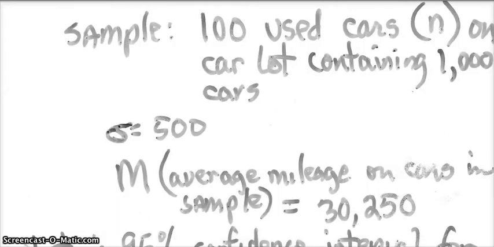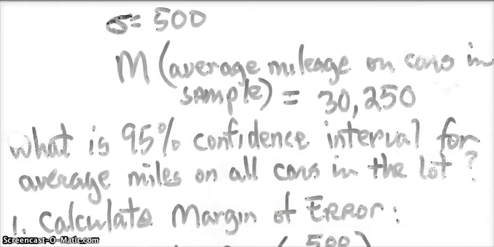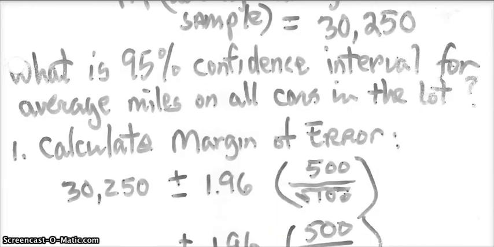Let's try a sample problem, and I apologize, the felt tip pen I used was green, so it's not showing up as dark, but here we go. You have 100 used cars, that's your n value, on a car lot containing 1,000 cars. The standard deviation equals 500, and the mean, which is the average mileage on the cars in the sample, is 30,250. We want to know what is the 95% confidence interval for average miles on all cars in the lot. So first we have to calculate the margin of error.